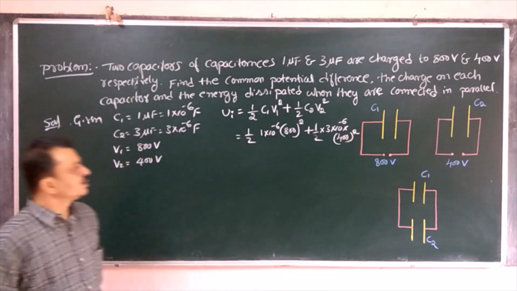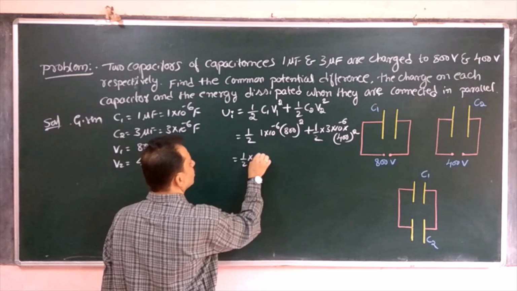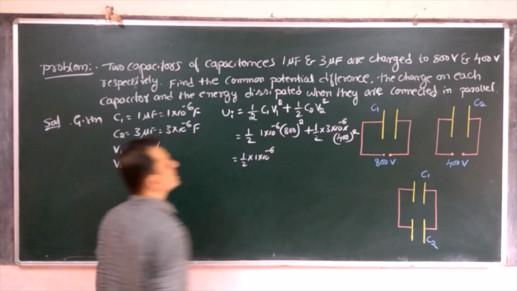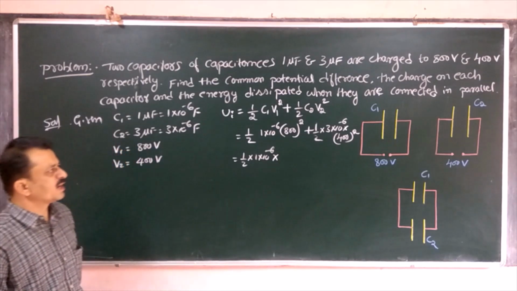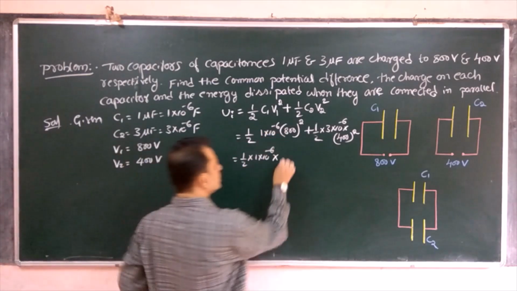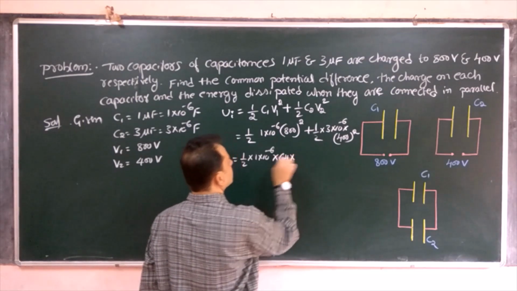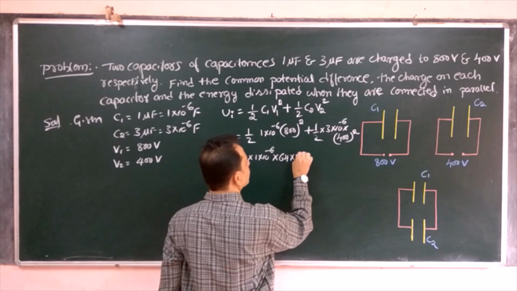Okay, so let us simplify this. Half remains, 1 into 10 to the power of minus 6 remains as it is, into now 800, if I write it as 8 into 10 to the power of plus 2, now 8 square it is 64 into 10 to the power of plus 2 whole square is 10 to the power of plus 4.